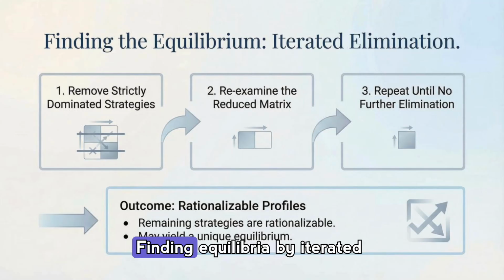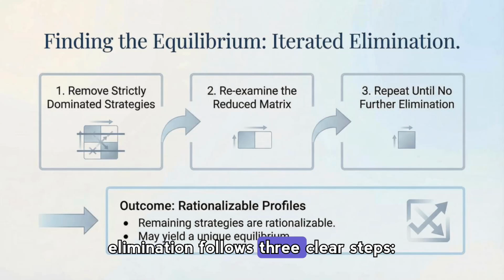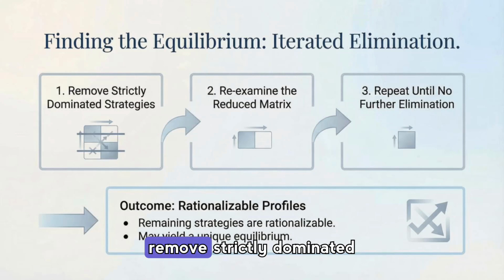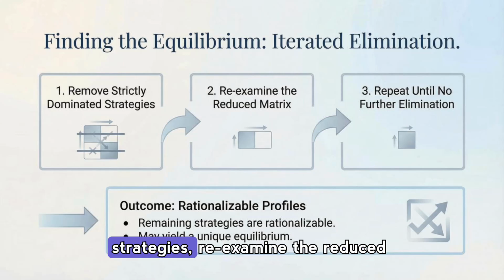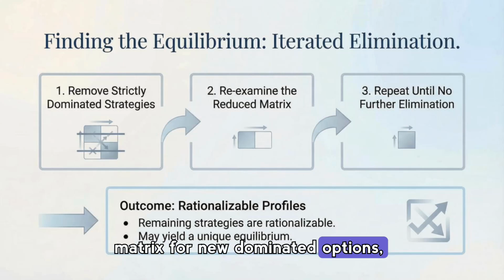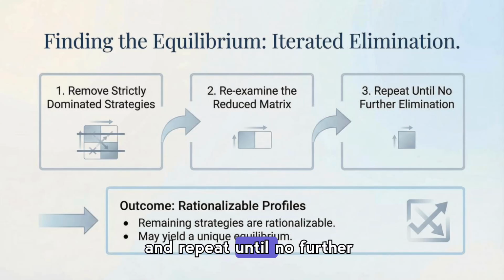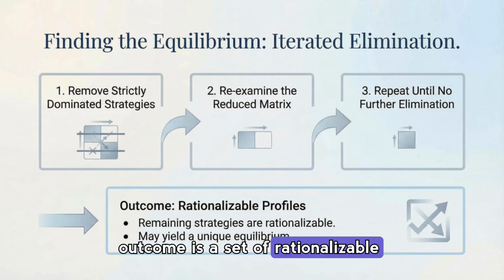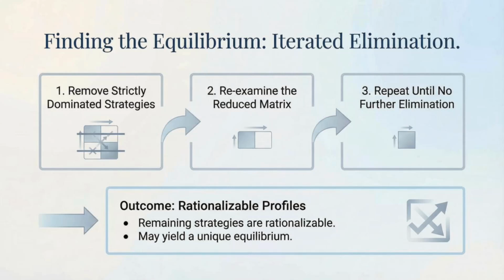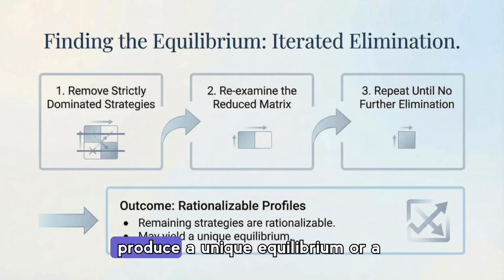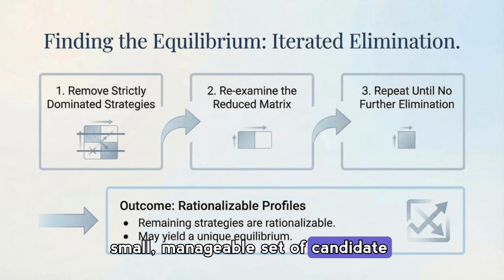Finding equilibria by iterated elimination follows 3 clear steps. Remove strictly dominated strategies. Re-examine the reduced matrix for new dominated options, and repeat until no further eliminations are possible. The outcome is a set of rationalizable profiles that survive the pruning. This approach often narrows possibilities dramatically and can produce a unique equilibrium or a small, manageable set of candidate solutions.